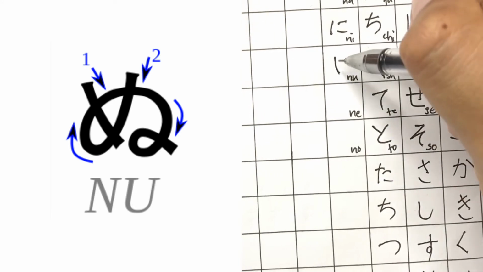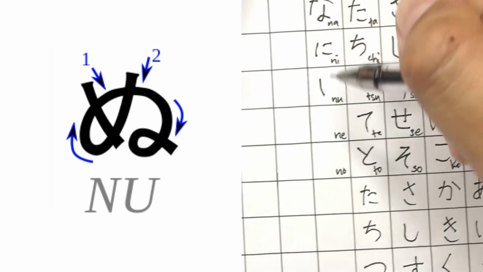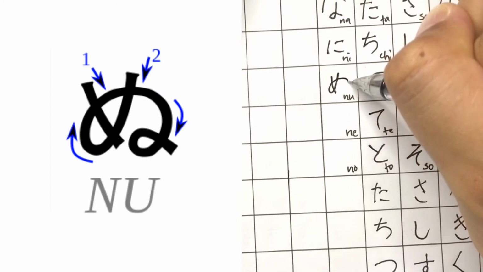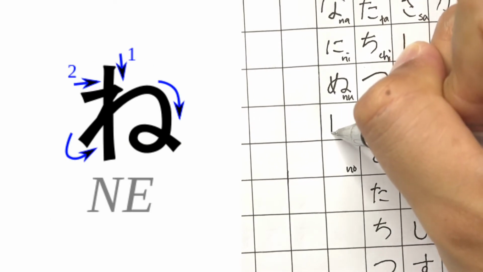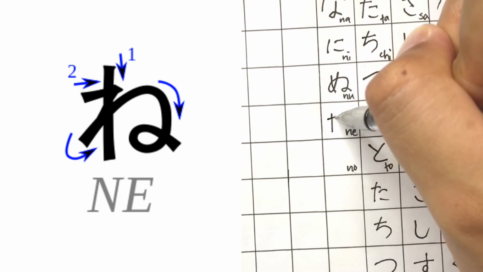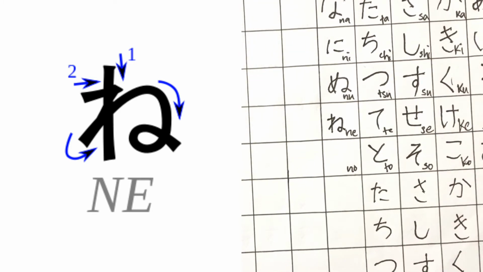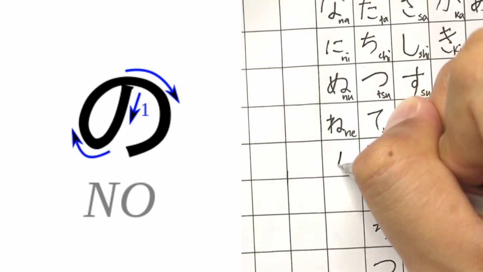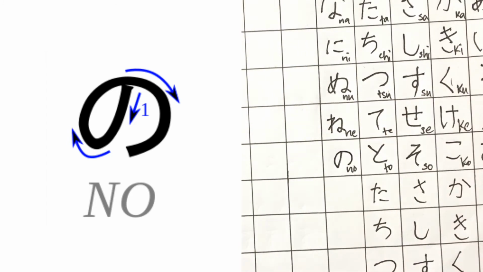1. Let's start from a curved line like the E character. Okay. Next, nu. Next is ne. 1, 2, 2 strokes. Last is no. 1, stop, turn, no.